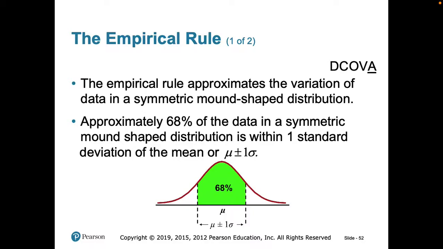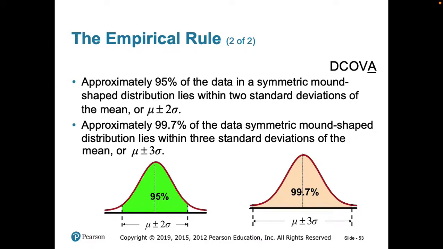One thing that you will see is that 68% of the data in a symmetrical mound-shaped distribution, or the bell shape, the normal shape, is within one standard deviation of the mean. So the mean is going to be plus or minus one standard deviation. Here you see how 68% of all the values are going to be around your mean.